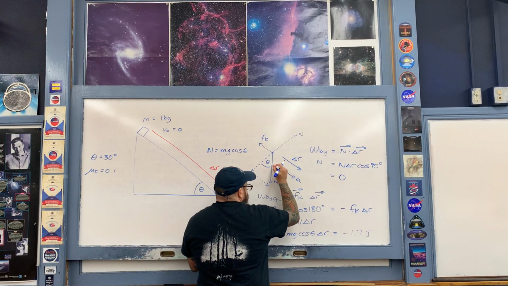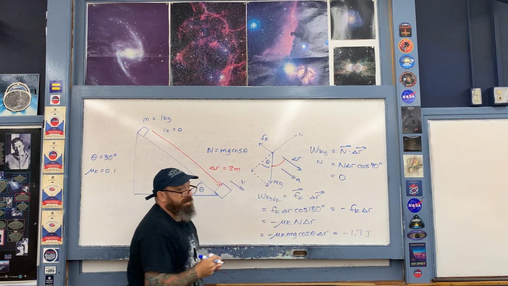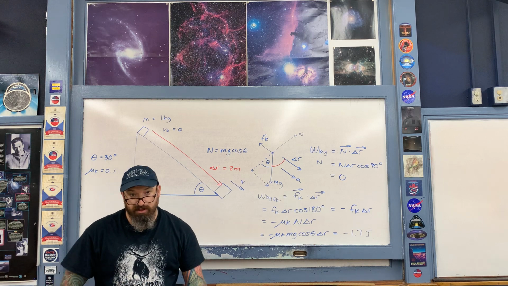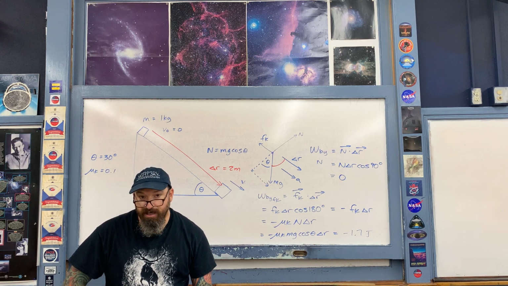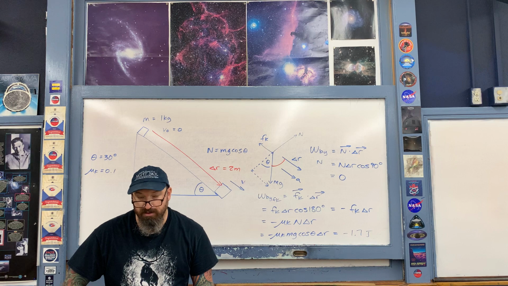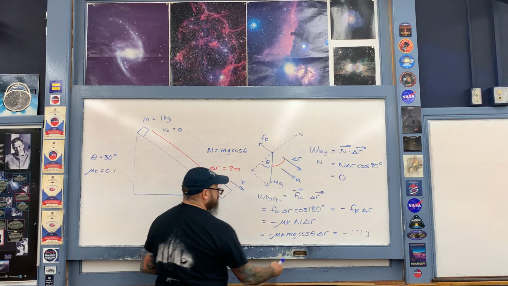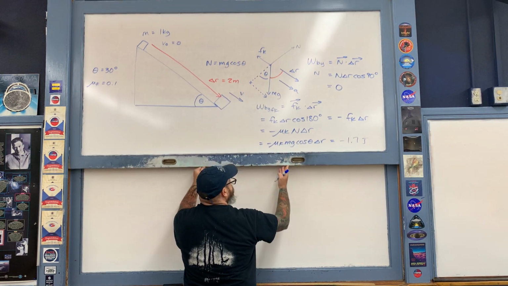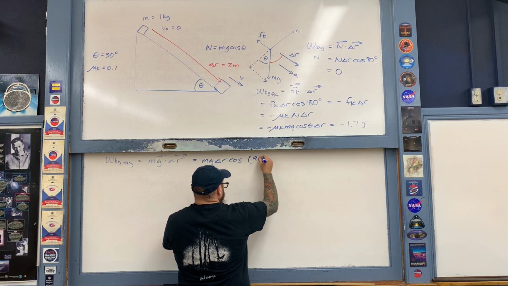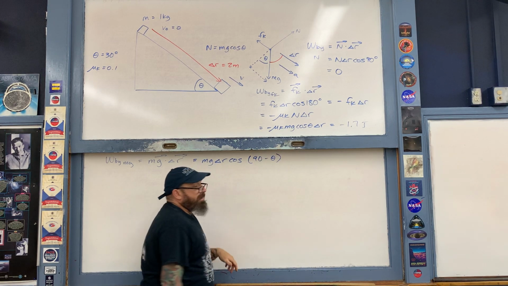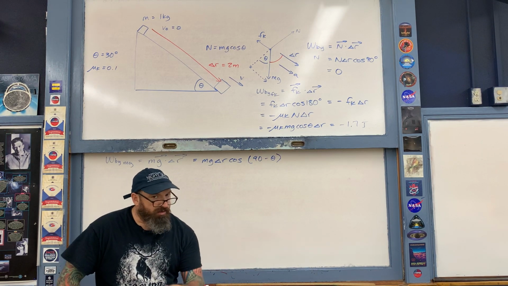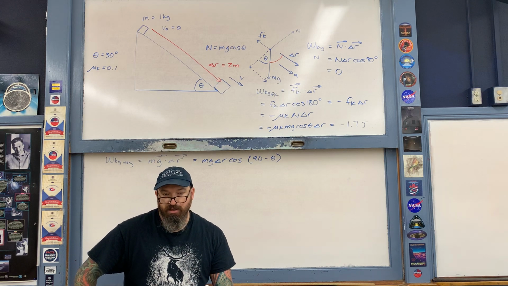Right here, this unnamed red angle, that's the angle between mg and delta r. Notice as the complement of the angle theta, it's 90 minus theta. Let's go ahead and write that here, like so. And now at this point, if we wanted to, we could just go ahead and plug in our numbers and get our result.